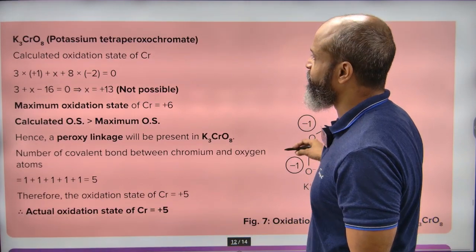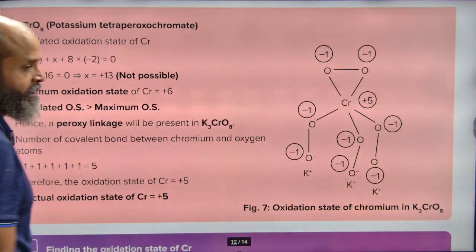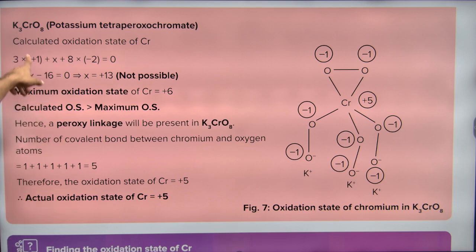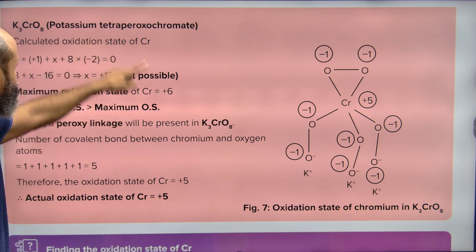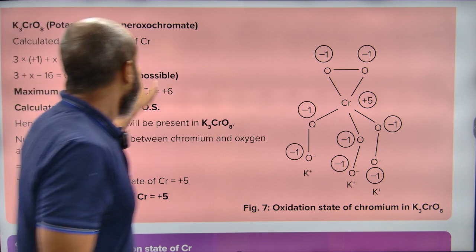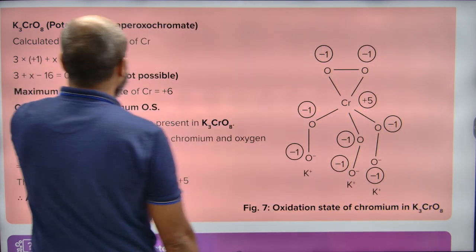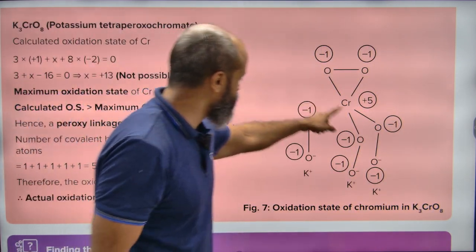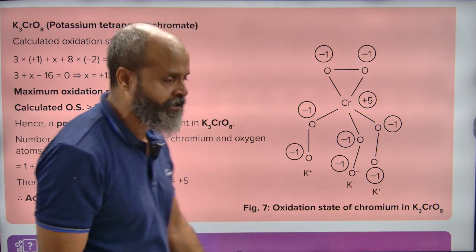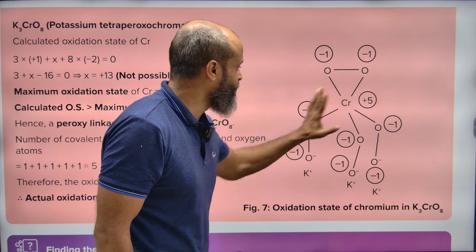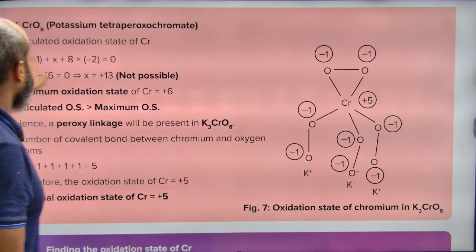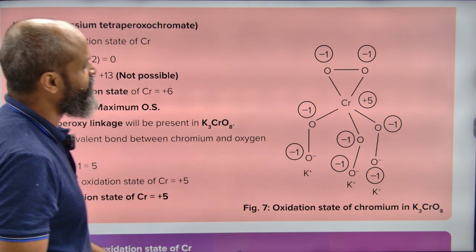Okay, so we have here K3CrO8. Let's look at this, people. K3CrO8 is basically potassium tetraperoxochromate. So this is potassium tetraperoxochromate, calculate the oxidation state of chromium. So let's look at chromium. Here we have potassium, and here we have chromium. So the calculated oxidation state of chromium will be how much?